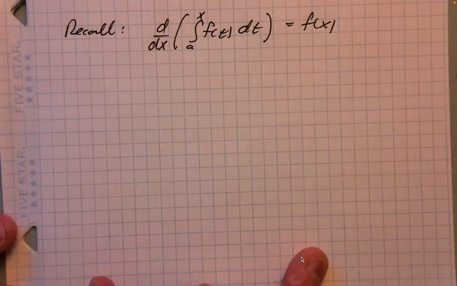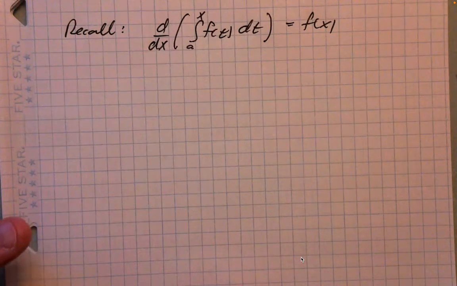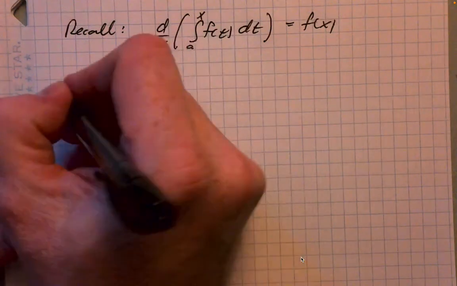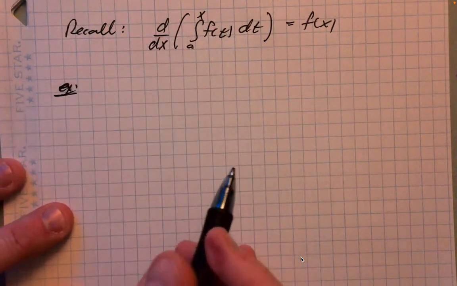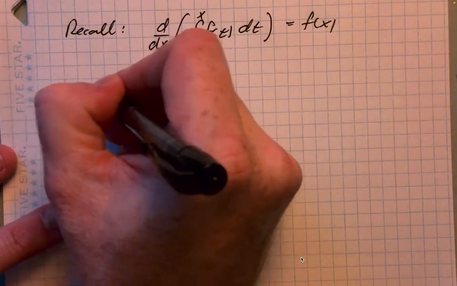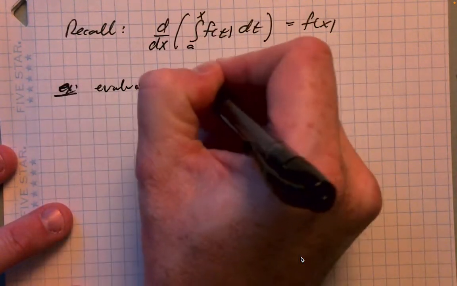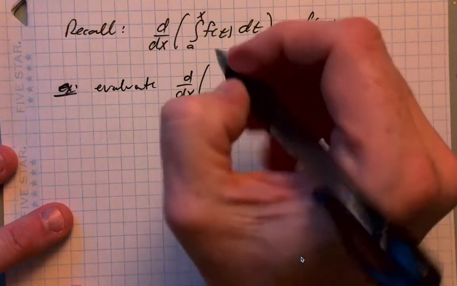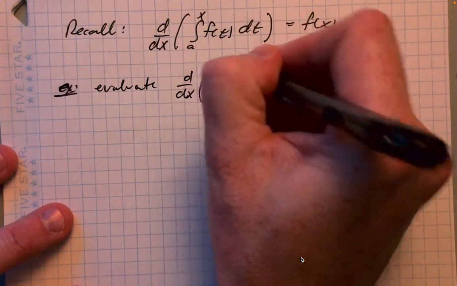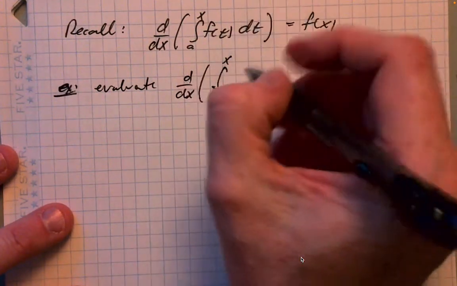Let's do an example using the fundamental theorem of calculus. This will be a little bit contrived, but that's okay. We'll see what happens. So evaluate the derivative of the integral from 0 up to x, an accumulation function, of the square root of t squared plus 1.